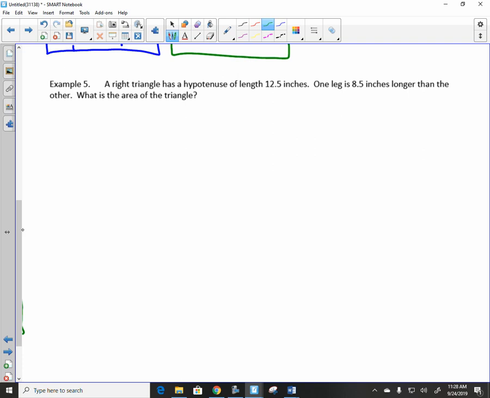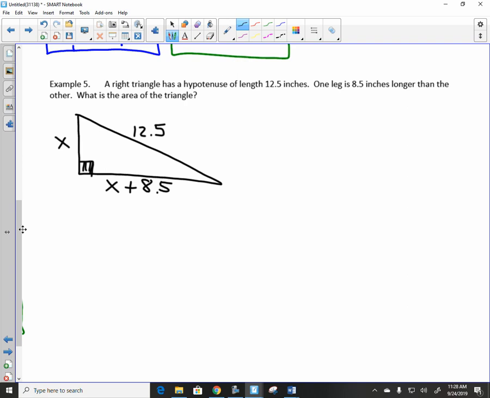Where do you want me to start? You guys are leading here. Draw a picture. Okay. Label what? What's the hypotenuse? Okay. What do you want me to put for the sides? x plus 8.5. Good. Now what?